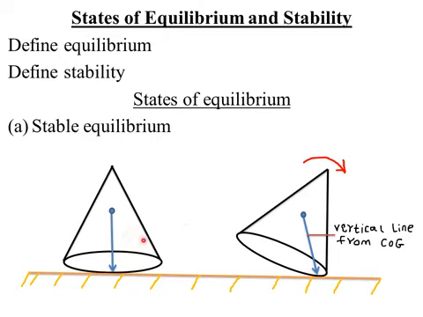Why? Because even when I push it slightly, the vertical line through the position of center of gravity falls within the base. So for an object to be in stable equilibrium, it will hardly tilt over when a force is applied on it. The position of center of gravity is as low as possible and below the base of the object. The vertical line through the position of center of gravity falls inside the base when the object is slightly pushed. Examples of objects in stable equilibrium are, one, a Bunsen burner resting on its base, and two, a cone resting on its base.